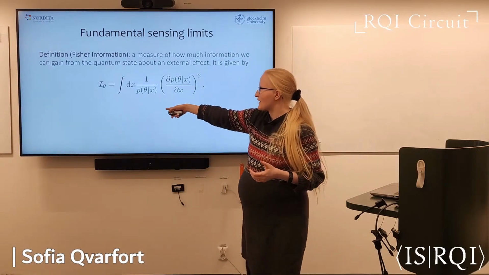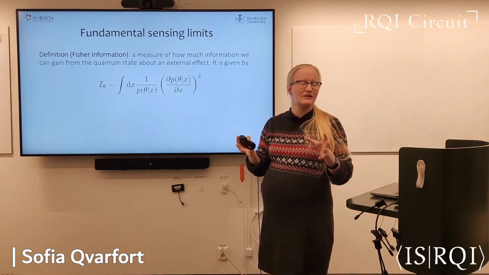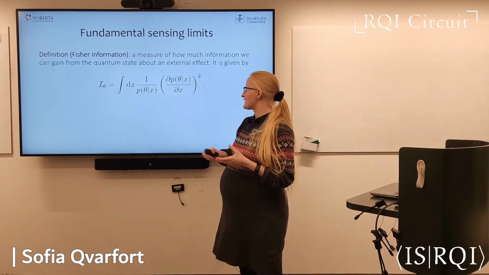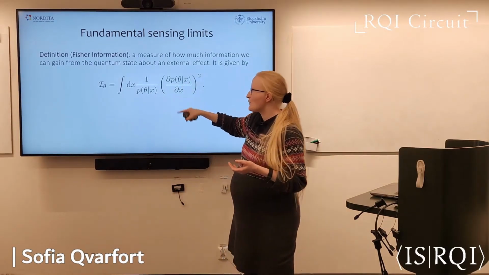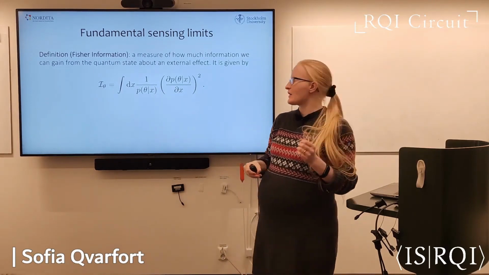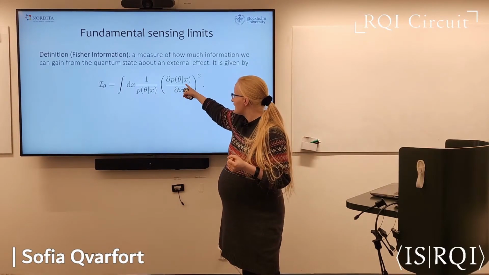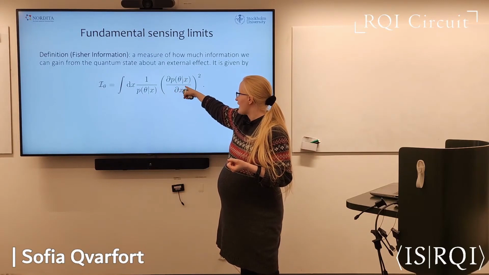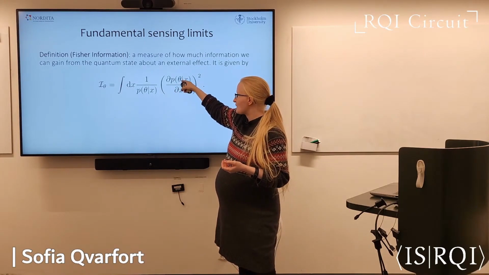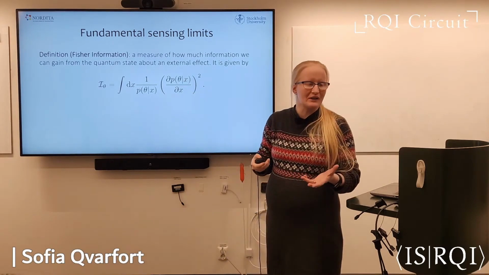So here we have this I of theta. Theta is the parameter we want to measure. It is an integral over these conditional probabilities. Given some measurement outcome x, the probability of measuring that outcome, based on the value of your parameter, is given here.